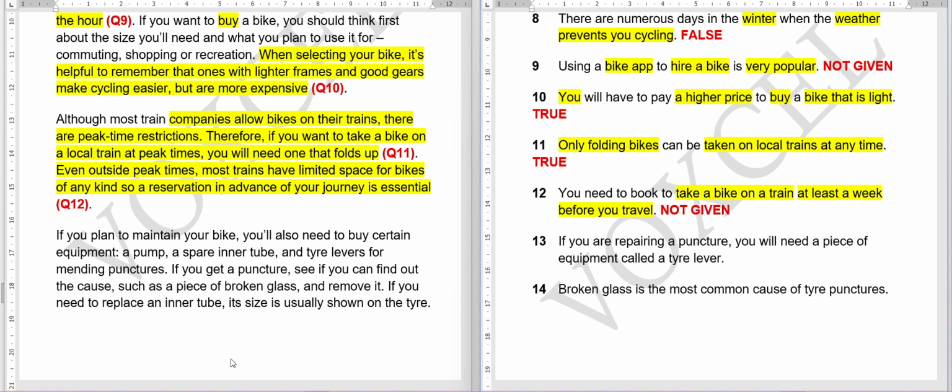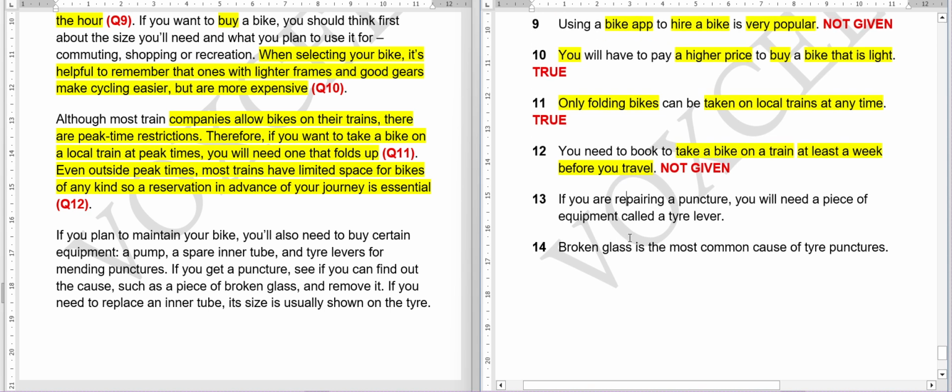I hope you arrived at the correct answer. Why is it not given? Yeah, we need to reserve our seat. We need to do a reservation in advance. Okay, but it should be at least a week before our travel or 2 days before our travel. What's the time period? We don't have any time period given. So our answer will be not given.